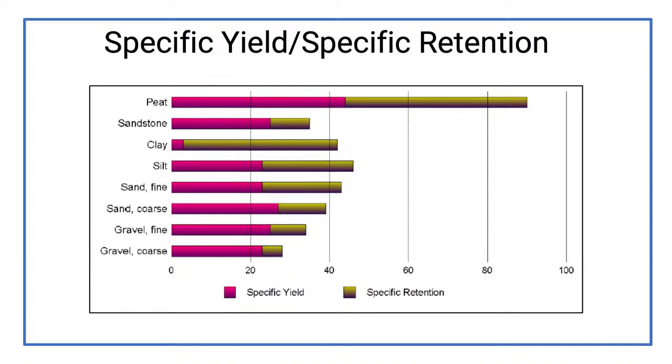Now, the interesting thing is about clay. Clay will hold a lot of water. There's a lot of water in clay, but you can see that the specific retention is very high. Clay does not have a very good effective porosity, so the amount of water you can get out of clay is very, very low. You'll get some out, but for the most part, it has a high specific retention because the effective porosity is really low. There's no interconnected spaces for that water to flow out.